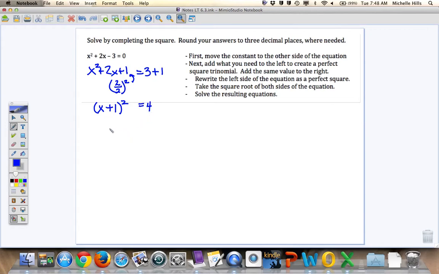Now I'm going to skip a little bit of the work here. I'm going to square root both sides, but remember I need to look at both the positive and negative roots on the right side. So when I square root this, it's just x plus 1. When I square root this, I'm going to get both positive and negative 2. So I'm going to have one equation, x plus 1 equals negative 2, and my other equation, x plus 1 equals positive 2. And then I'm just going to solve those. Subtracting 1 from both sides, one of my zeros or solutions is x equals negative 3. The other one is x equals positive 1.